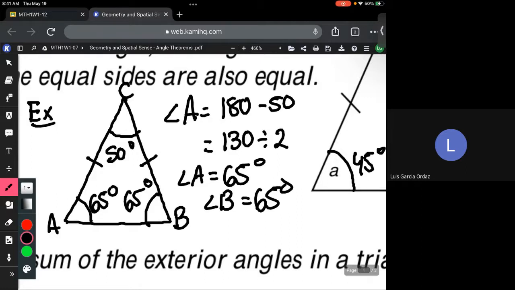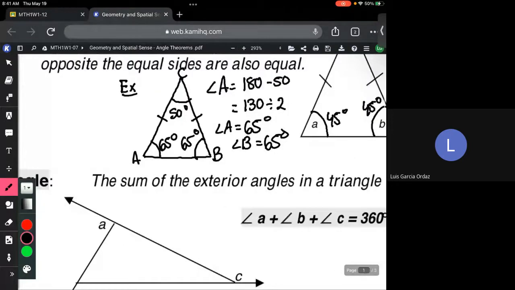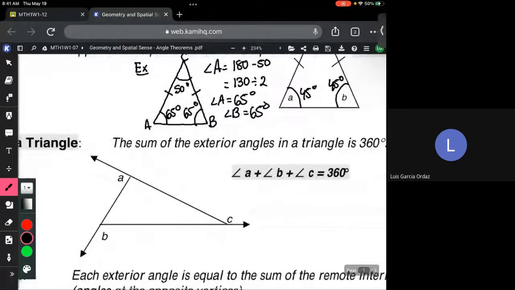Why did you give me that out of nowhere? There we go. Why'd you put 50 there?